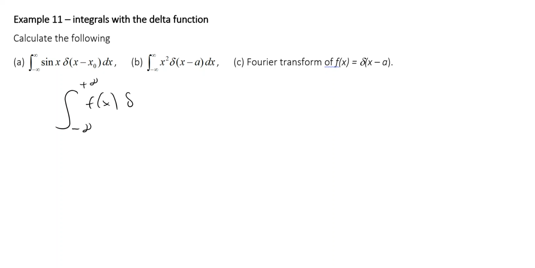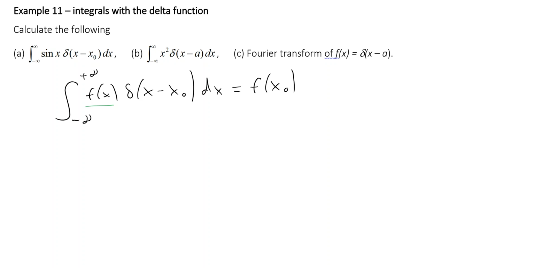x multiplied by a delta function x minus x0, so that's a delta function centered at x equals x0, when we integrate with respect to x, that just gives f, the original function, evaluated at x0, the point where the delta function is non-zero. So it's relatively easy to use this result to evaluate the three integrals.